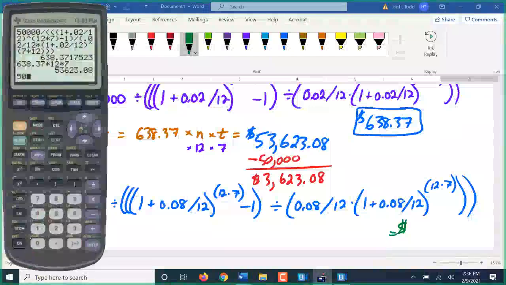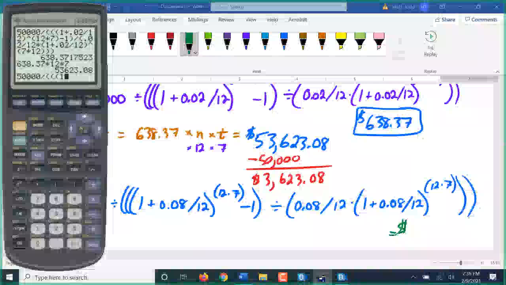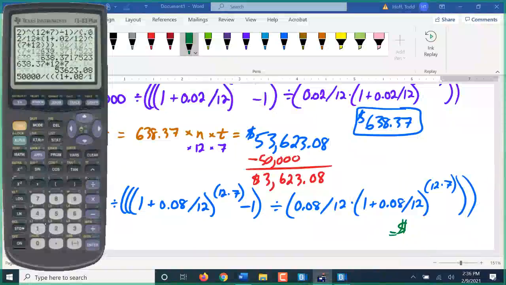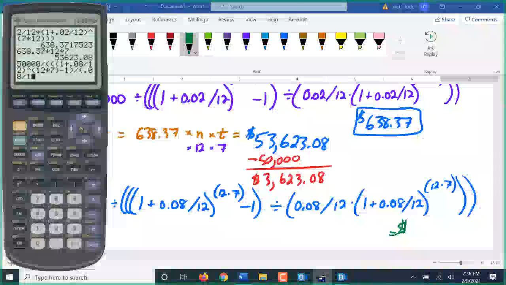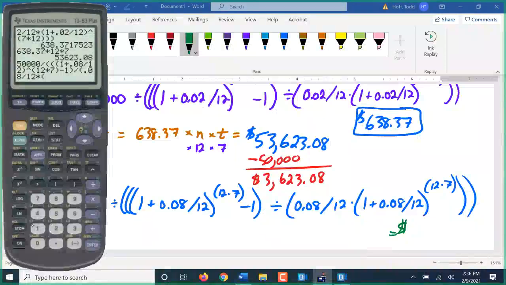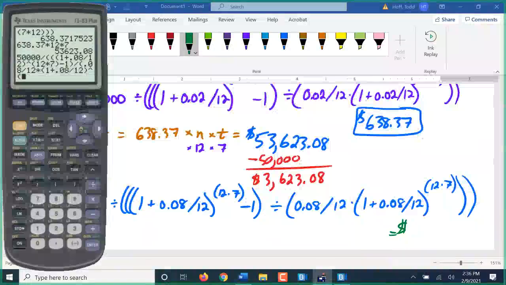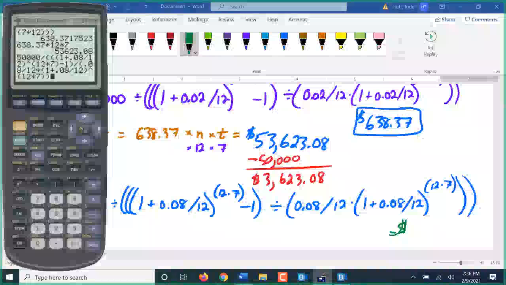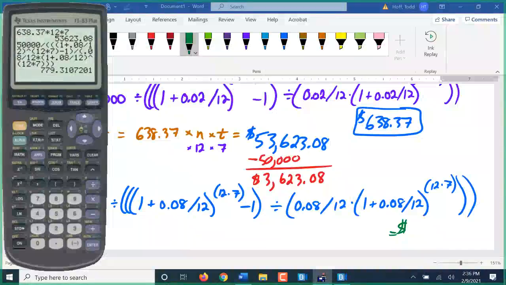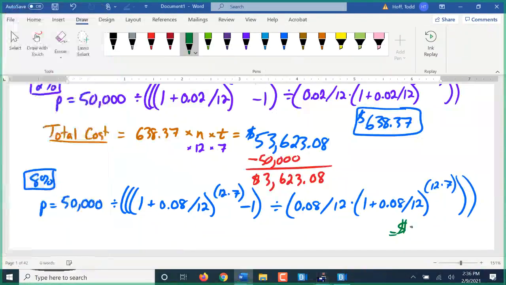Let's see what this does to our numbers. So 50,000 again divided by 1 plus 0.08 divided by 12, close that up, to the power of 12 times 7 for 7 years again, minus 1. 0.08 divided by 12 times, parentheses, 1 plus 0.08 divided by 12, close, to the power of 12 times 7 again. And we'll close that up again. Here's a payment of $779.31.